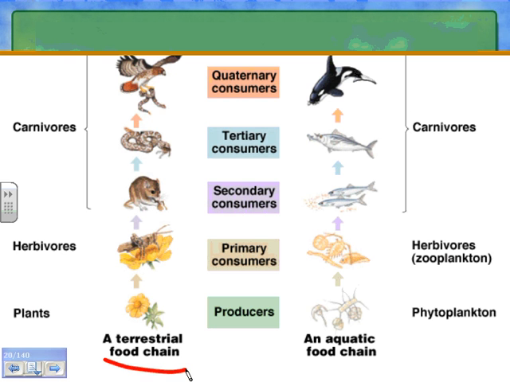Here's the difference between a terrestrial food chain and an aquatic food chain. Aqua is for water, so this happens in water, whereas this one happens on land. Both have producers, they're just different. Both have primary consumers, again, they're just different. Secondary consumers, tertiary consumers, and the quaternary or the fourth order consumers, again, are different. One thing that it's showing here is that herbivores are also called the primary consumers because they're the ones that eat the plants.